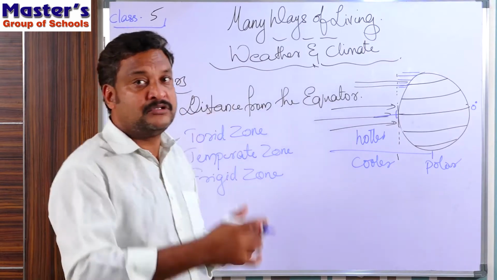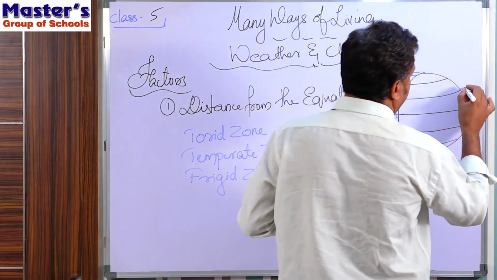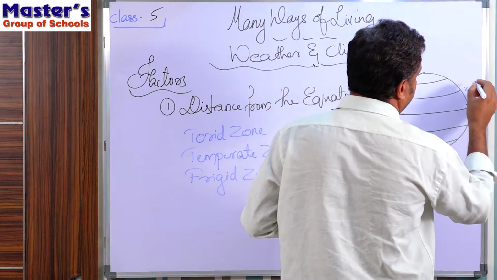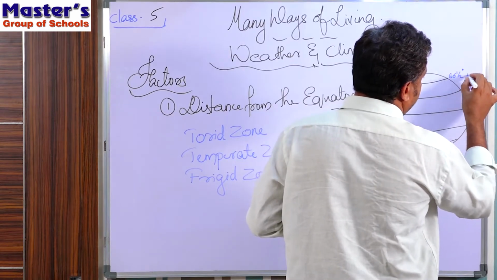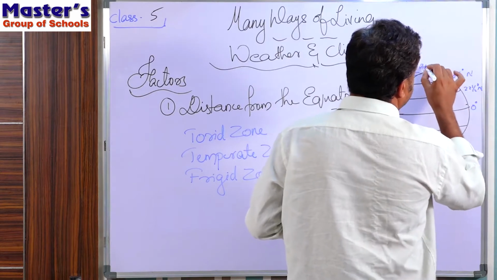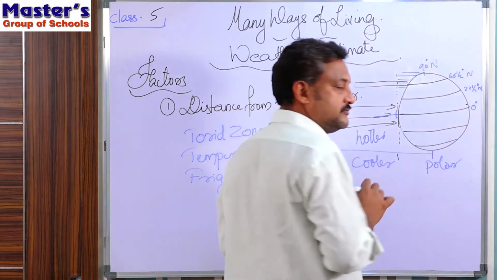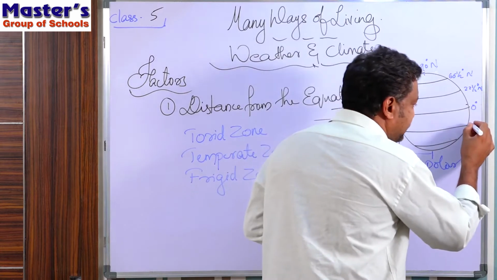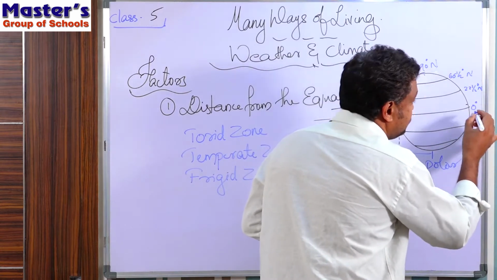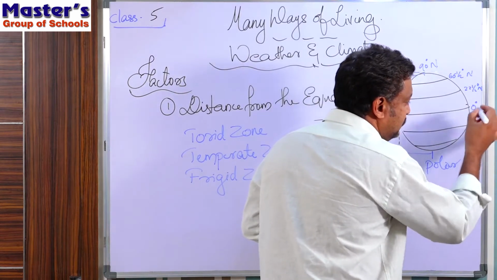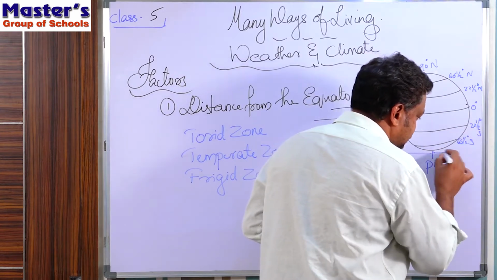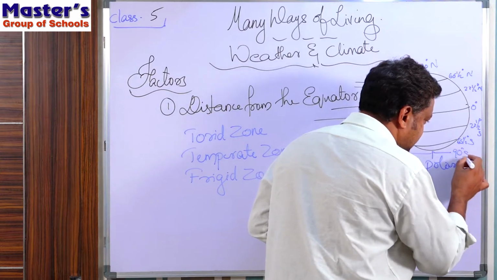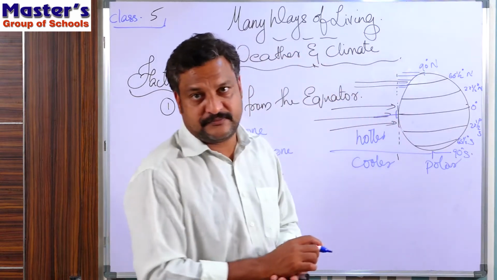major latitudes on both the sides, isn't it? Yes, here we have a 23.5 degree north latitude. Here we have a 66.5 degree north latitude, and this is a 90 degree north, isn't it? The bottom also we have a 23.5 degree south latitude and a 66.5 degree south latitude, and this is a 90 degree south latitude, isn't it?